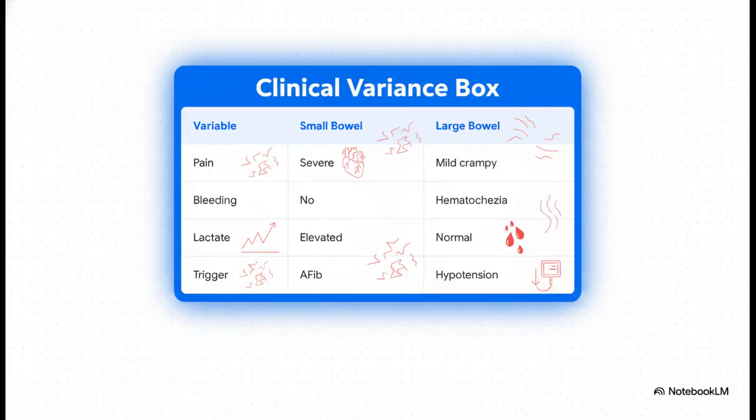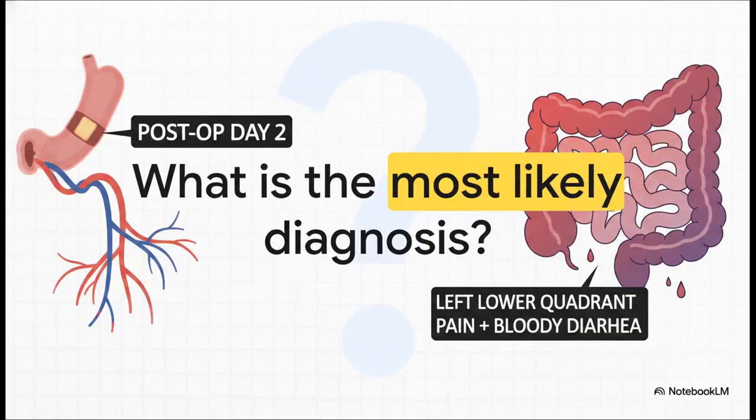Let's lock this in by directly comparing small versus large bowel ischemia. Small bowel SMA ischemia gives you severe pain, no initial bleeding, a massive lactate spike, and it's triggered by a clot or AFib. Large bowel ischemic colitis, though, gives you mild to moderate crampy pain, rapid bright red bloody diarrhea, a relatively normal lactate, and it's strictly triggered by a preceding episode of systemic hypotension. Know these differences inside and out.